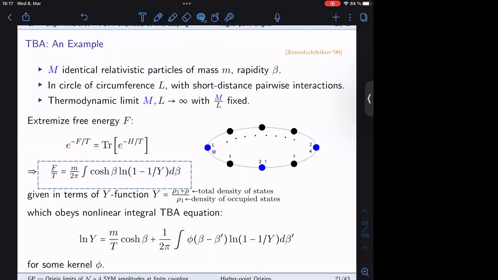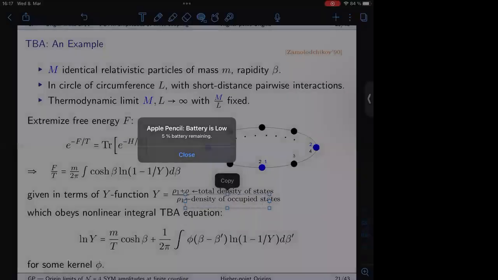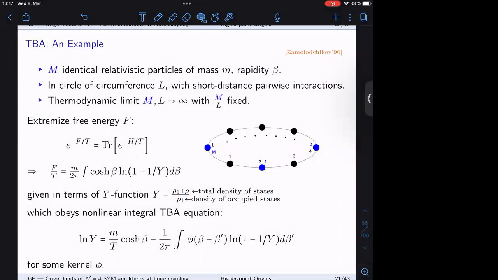you find the value of the free energy, and it is given in terms of the so-called Y function, which depends on the density of occupied states. So this is one way. So you go to the continuum limit. You can't talk about individual particles, but you're talking about the number of particles inside a range of rapidities. The number of particles corresponds to occupied states, let's say, more or less morally, of your one-particle spectrum. And there are also unoccupied states.